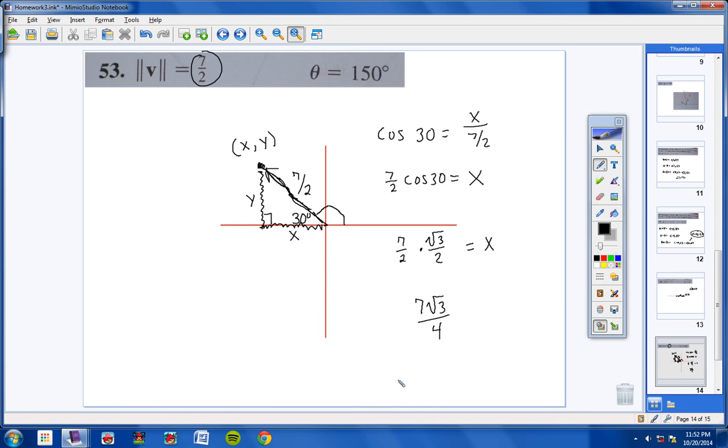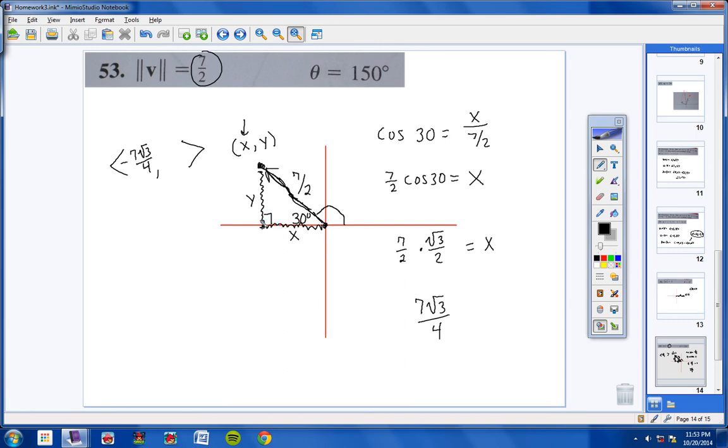Now students, listen. We know the ordered pair is over here, so the x is going to be negative because we're going from here over to here. So my vector so far in component form is negative 7 square root of 3 over 4. That's your x value right here, over to the left.